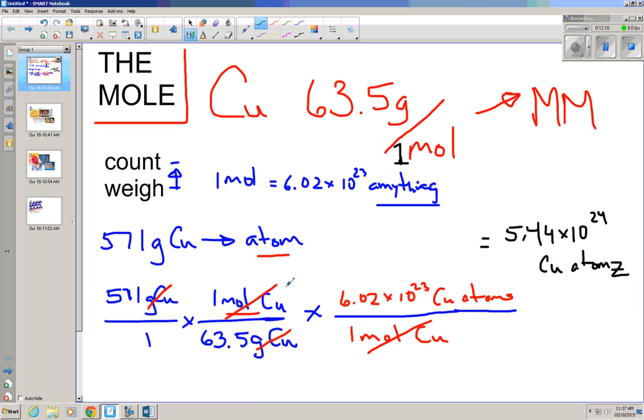Now keep in mind, I always like to put this in perspective. There's 454 grams in a pound. And what's a good sized pound? A good sized pound is like a softball. Softball is like a pound, right? So we're talking 571 is a little bit more than a pound. All right, it's more than a pound. So we're talking about a pound of copper atoms. This is how many copper atoms there's going to be in about a pound of copper.